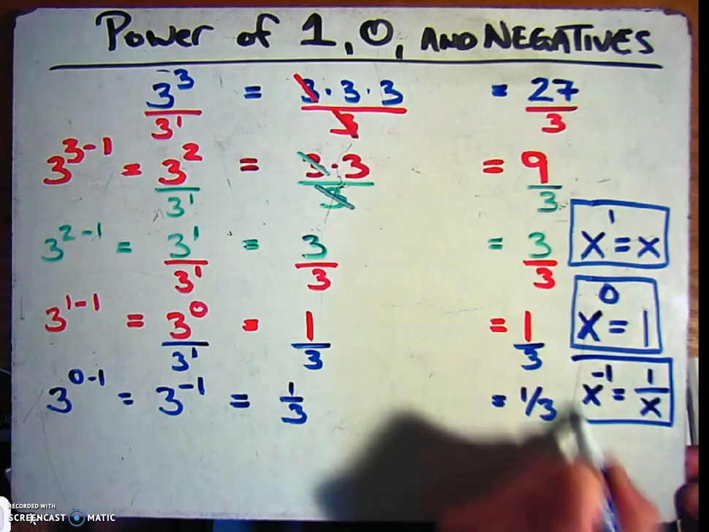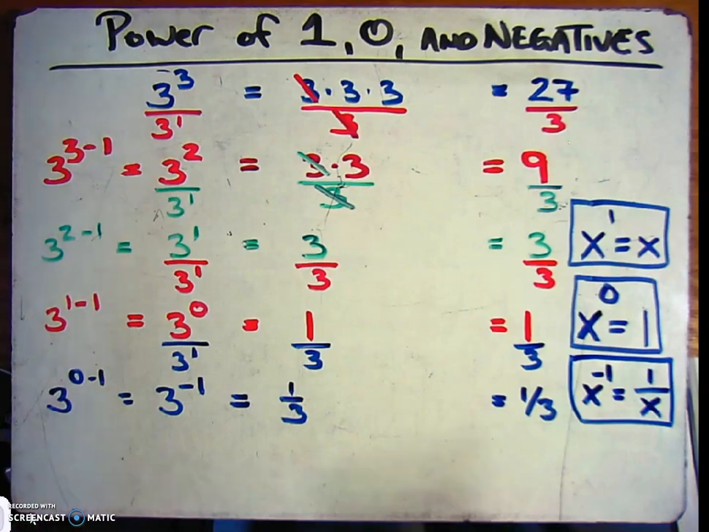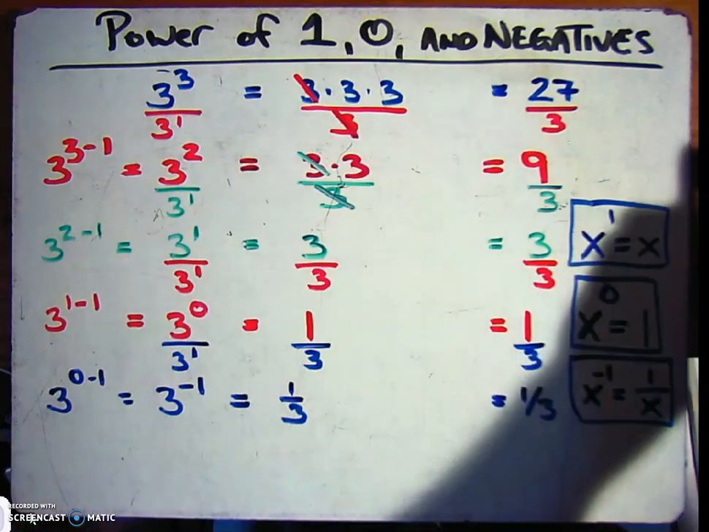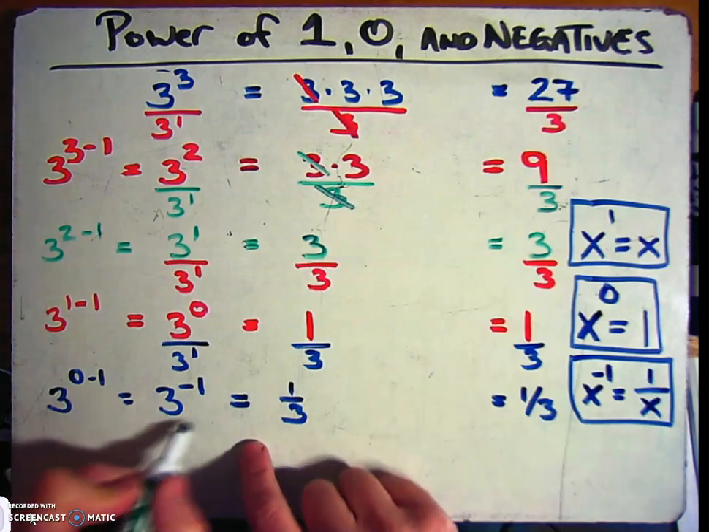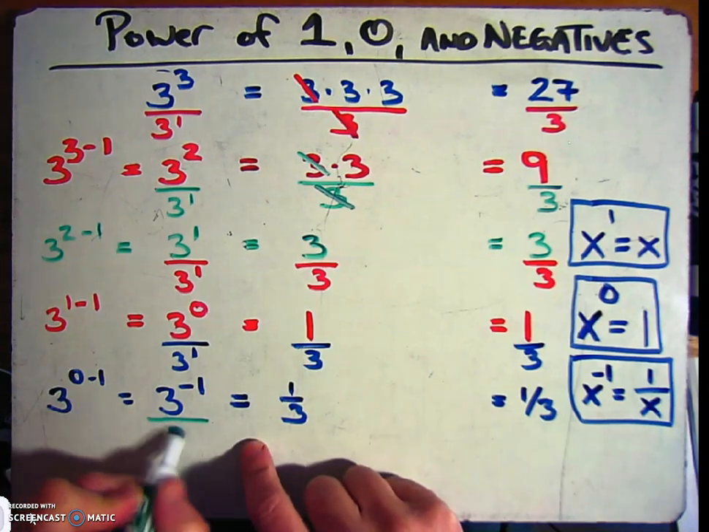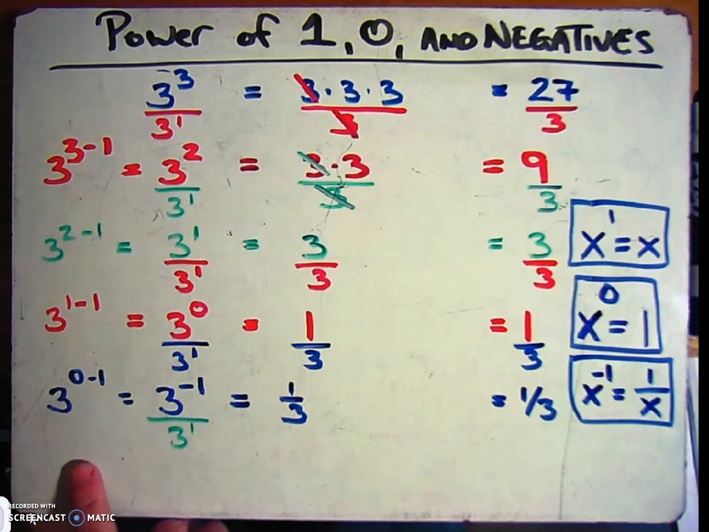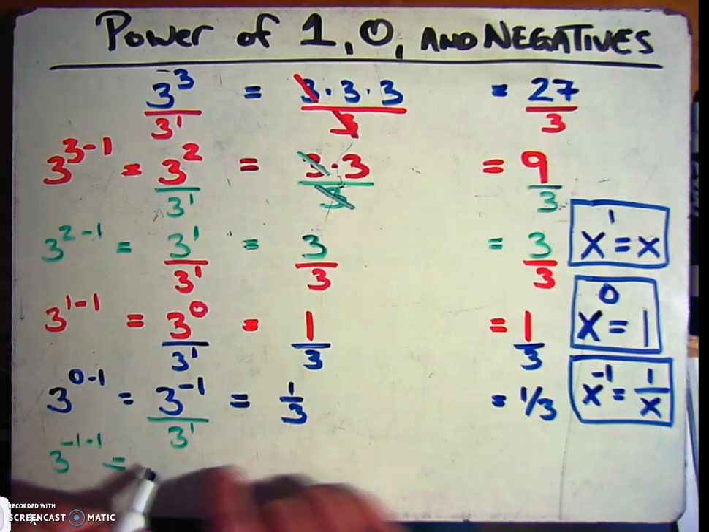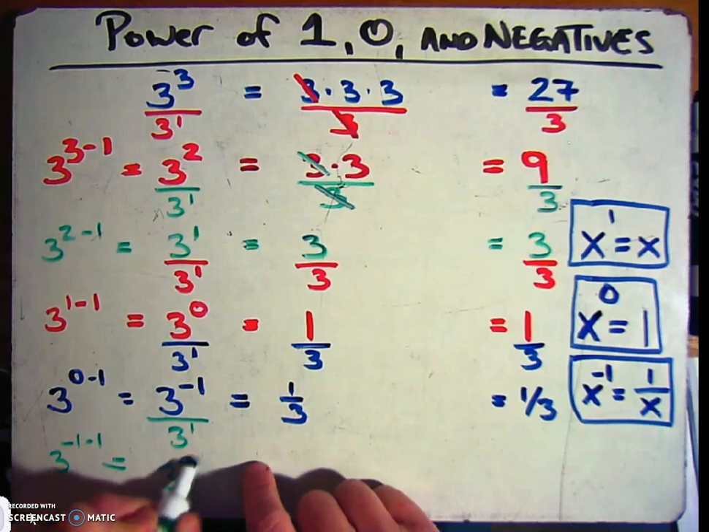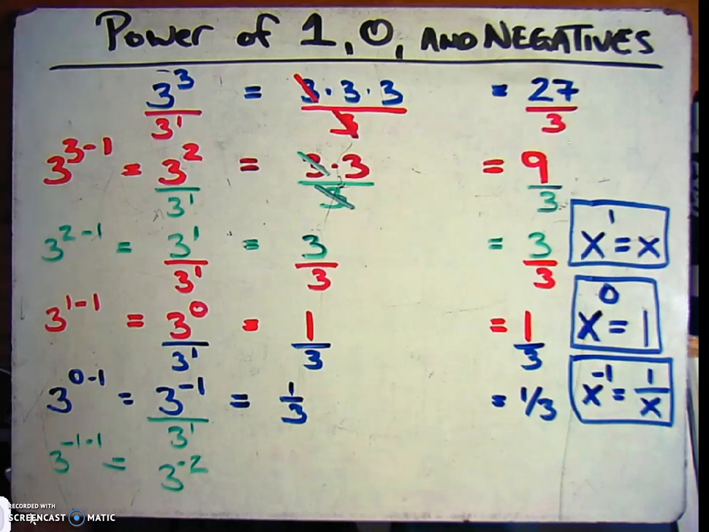So we've seen what happens with a power of 1, 0, and negative 1. Let's take this one step deeper. Let's do it again. I'm going to divide by 3 to the first power. Following the same rule, we would have 3 to the negative 1 minus 1. This is 3 to the negative 2 power. Negative 1 take away 1 is negative 2.